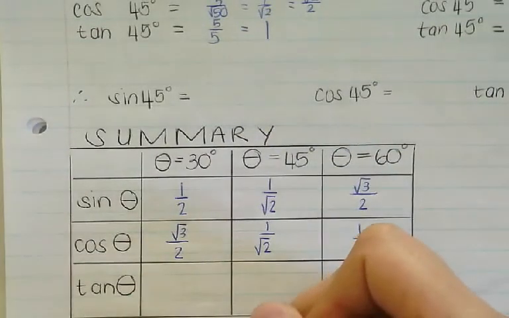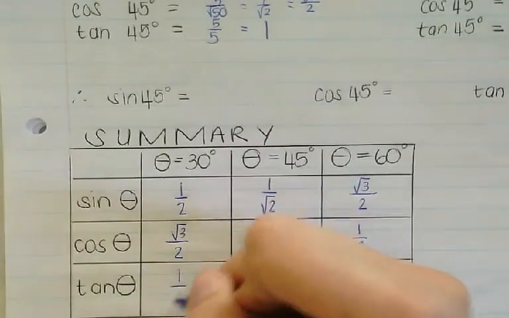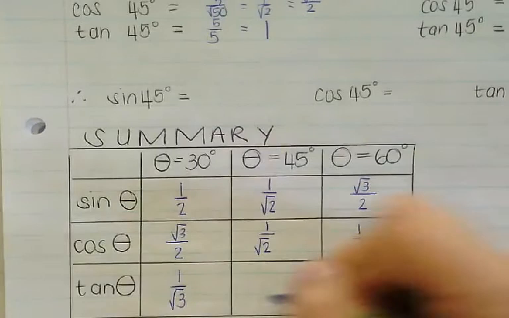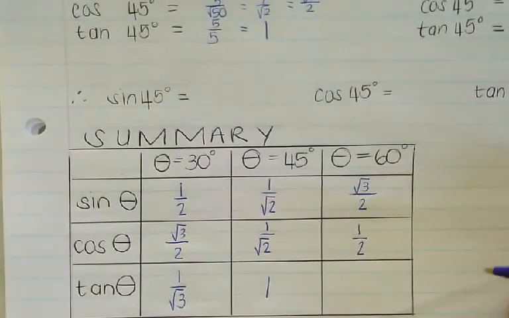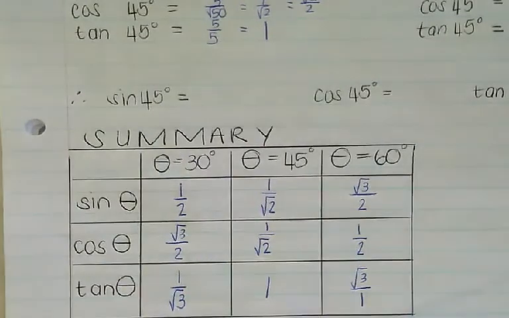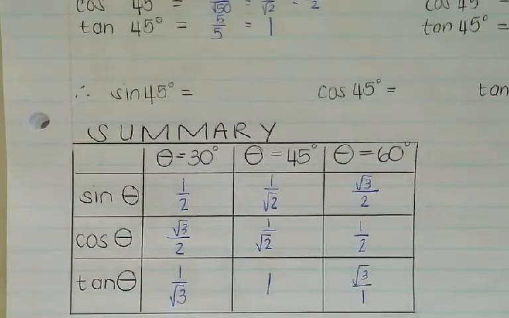Tan of 30 is always 1 over square root 3. Tan 45 is always 1. And tan 60 is always square root 3 over 1. So please, as quickly as possible, you can make it neater later. While you are writing, I will take those pictures for you.